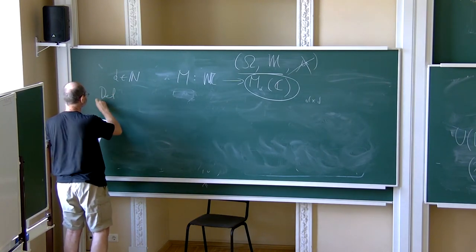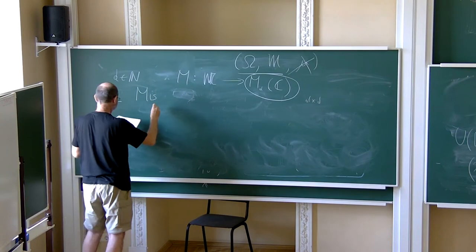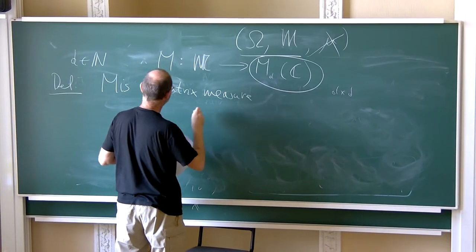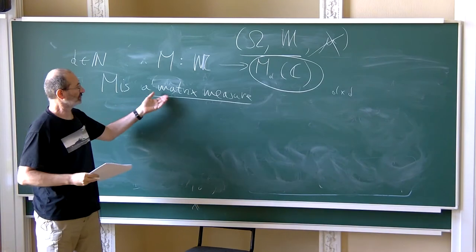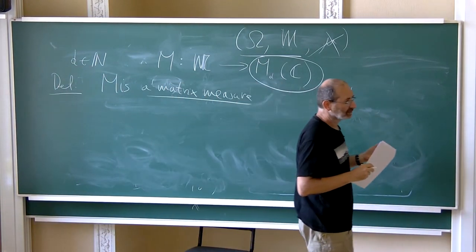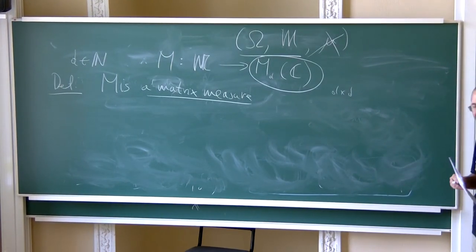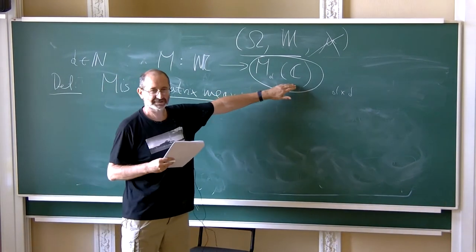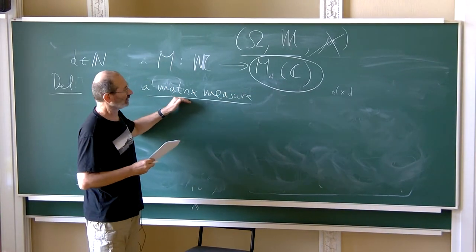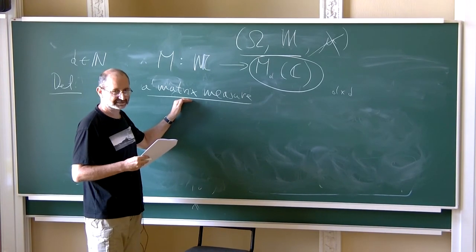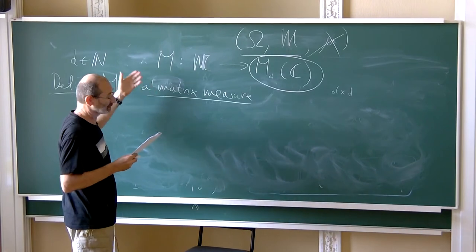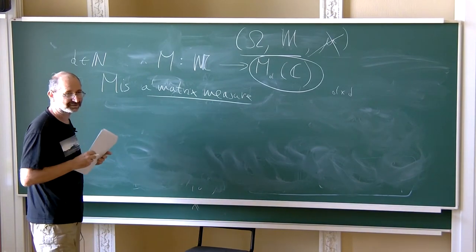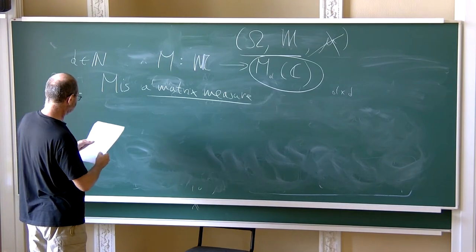So the definition is like this. M is a matrix measure. And we should be careful because this name hides an important piece of information. It's not just a vector measure which has the values here. No. The important thing is that each element is non-negative. Yes, this is very important. And this is not my name, but the popular name, so I would maybe use another name, but I don't want to change the existing terminology.